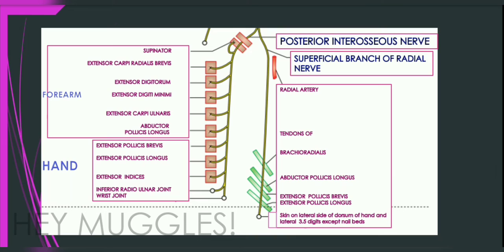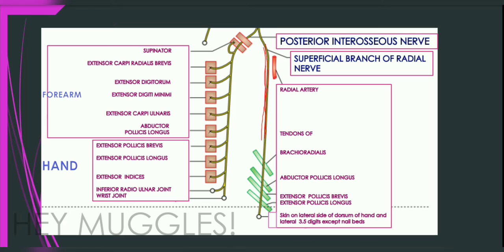So now coming to the superficial branch of your radial nerve, right? We studied about the posterior interosseous nerve, the deep branch. Now we will study about the superficial branch of your radial nerve. This is your superficial branch. It is present lateral to your radial artery, right? The radial artery is present medial to the radial nerve.